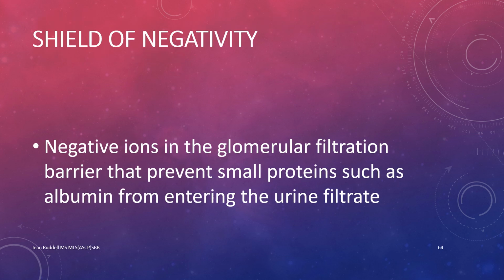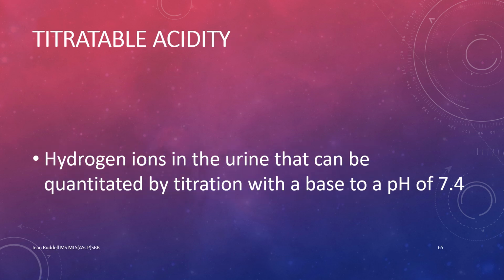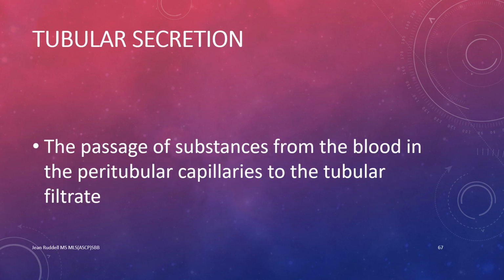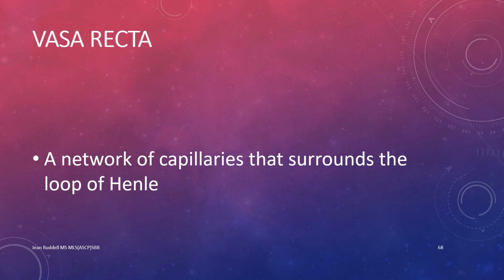Shield of negativity: the negative ions of the glomerular filtration barrier that prevent small proteins such as albumin from entering the urine filtrate. Titratable acidity: hydrogen ions in the urine that can be quantified by titration with a base to a pH of 7.4. Tubular reabsorption: substances move from the tubular filtrate into the blood by active or passive transport. Tubular secretion: the passage of substances from the blood in the peritubular capillaries to the tubular filtrate. Vasa recta: the network of capillaries that surrounds the loop of Henle.